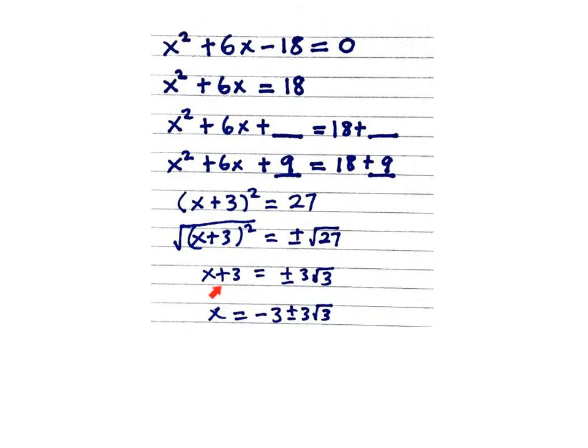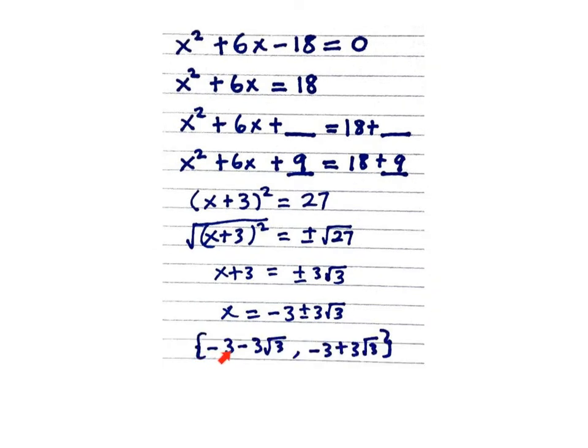Now the next step is to get x by itself by subtracting 3 from both sides. So subtract 3, subtract 3. That's why it's minus 3 here. Remember, we always put the thing we are subtracting on the left side. Now the next thing we're going to do is break this up into two: negative 3 minus 3 root 3, and negative 3 plus 3 root 3.